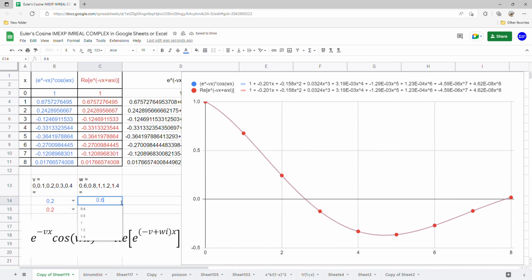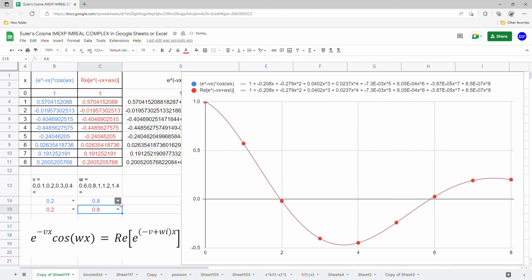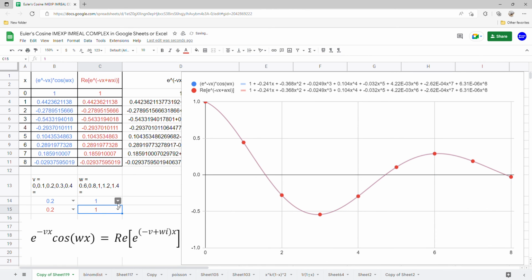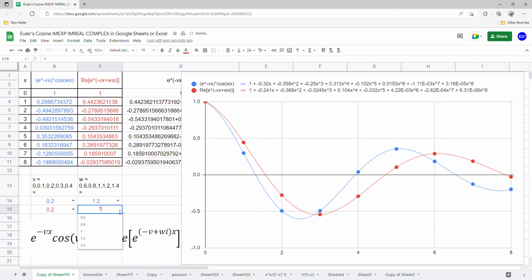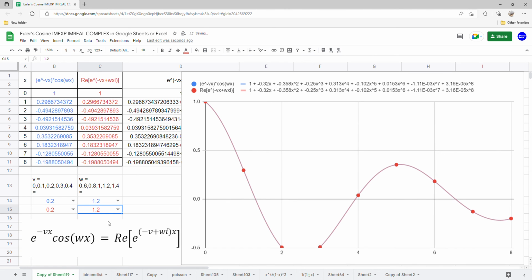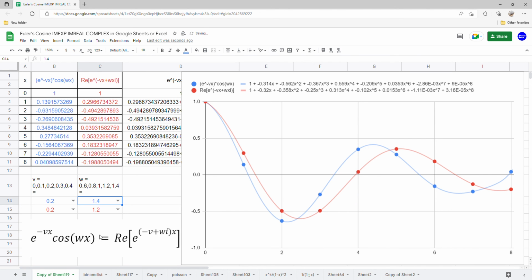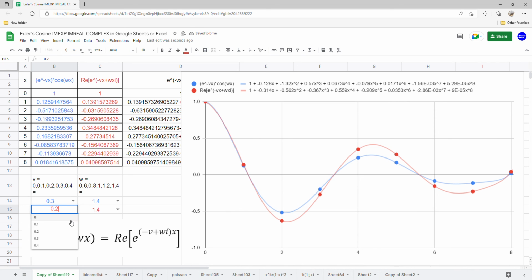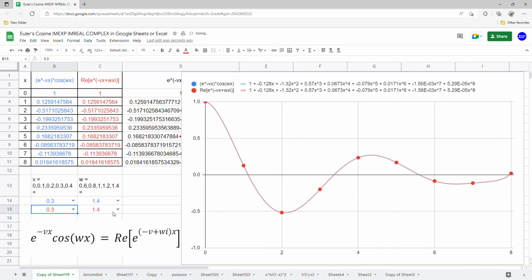Now we change the frequency to 0.8. Change it to 1, and it's also 1. Change it to 1.2, and change it to 1.2. Change it to 1.4, this also catches up. It becomes 1.4. Now they're the same. Suppose we go to 3. Also change this to 3. Now they're the same.